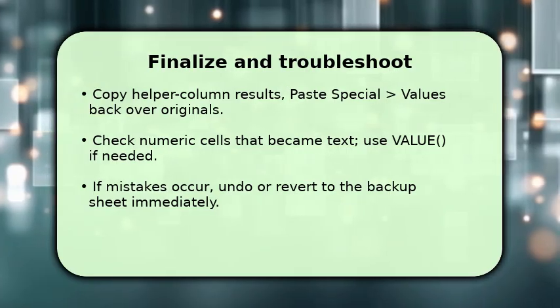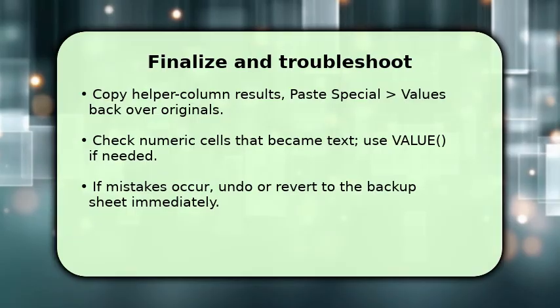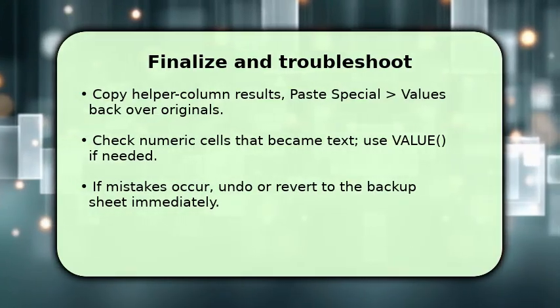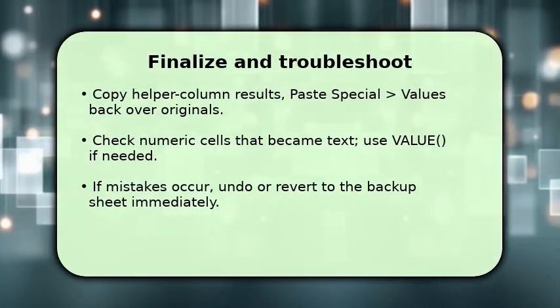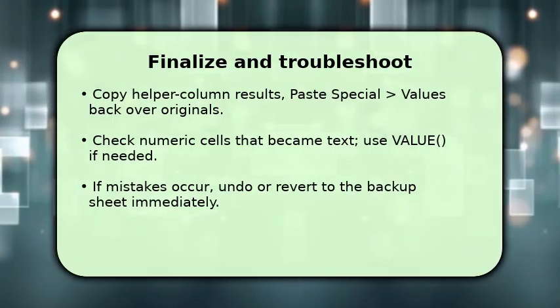If you used find and replace and see unintended changes, press undo or revert to your backup tab. If only parts changed, reapply substitute selectively. A key tip: always inspect a few samples before committing to replace all, because undo may not recover external references.